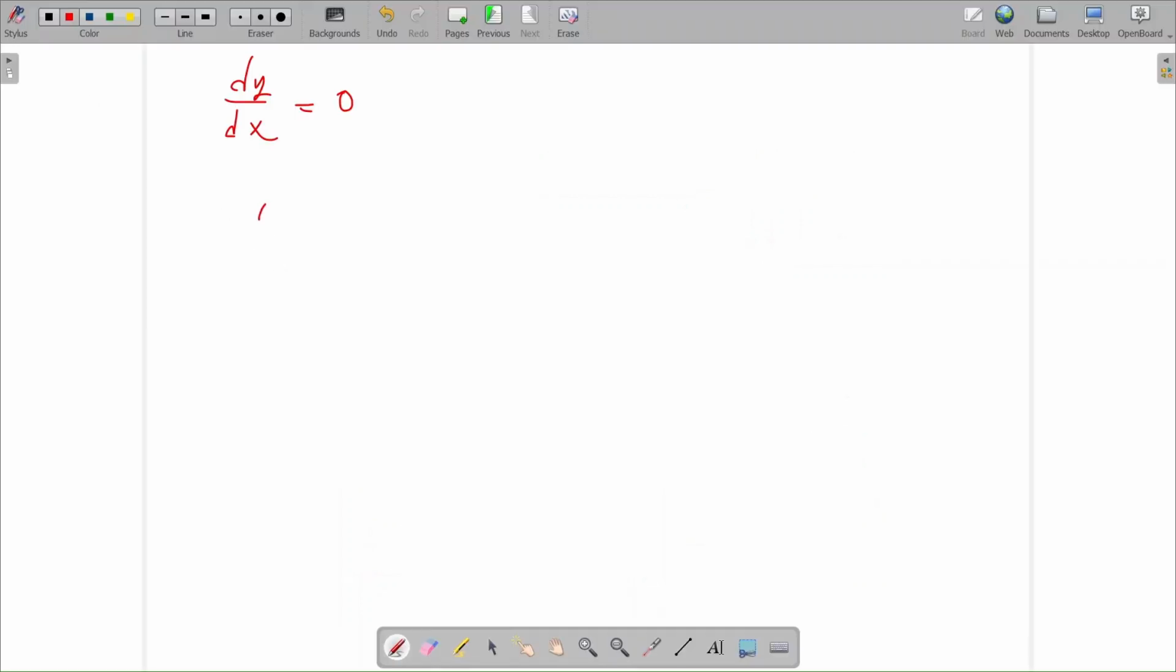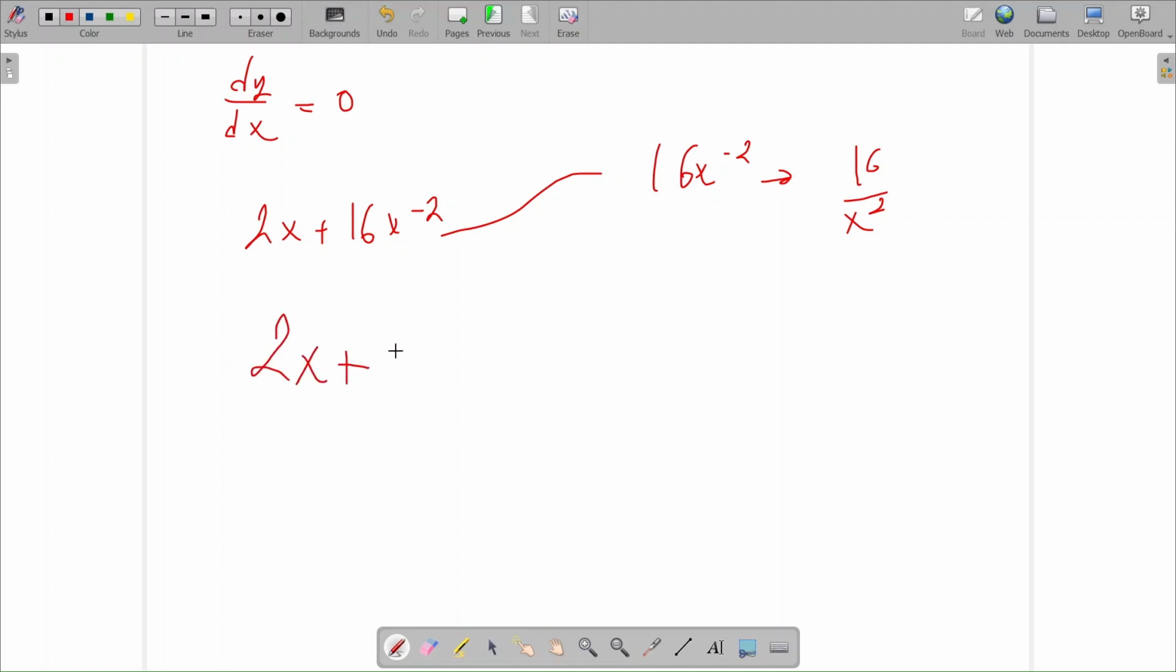2x plus 16x to the power of negative 2. Now keep in mind, you can rearrange 16x to the power of negative 2 and change it into 16 over x squared. Okay, just so you know, you can make your life easier on yourself. So let's actually set it to that. So 2x plus 16 over x squared. This is our actual derivative. Okay, this is going to equal 0.